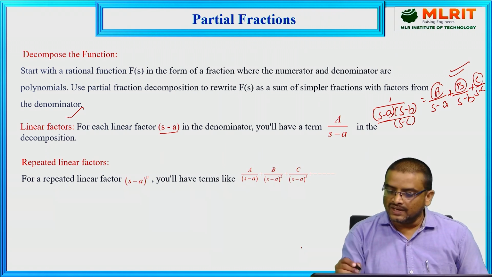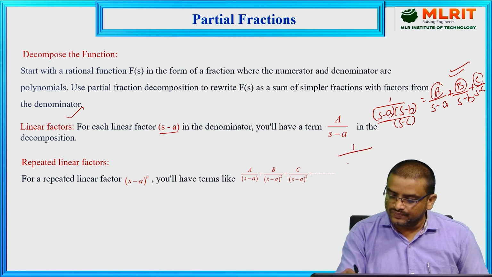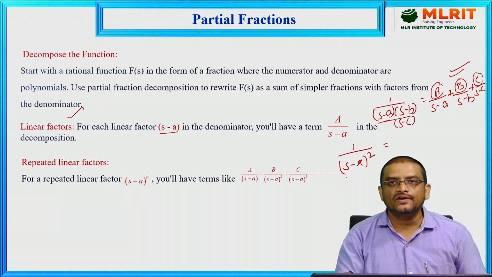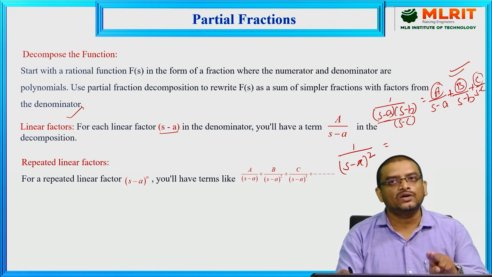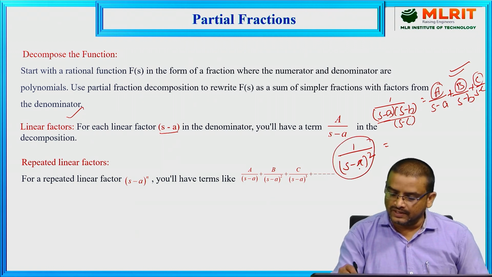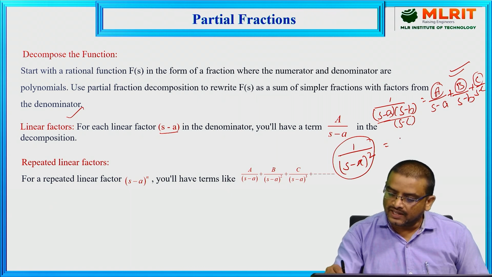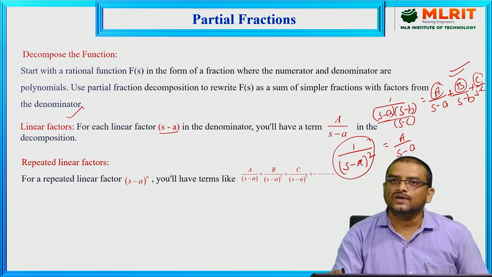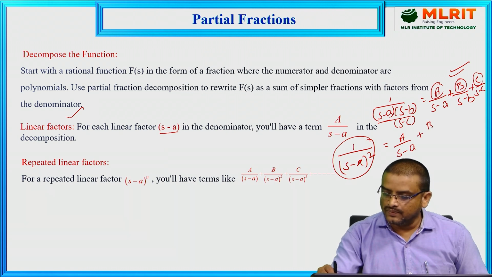Suppose the linear factors are repeated, for example, s minus a whole square. Now if you want to split this, s minus a is a linear factor, and since the power for that s minus a is 2, that means it is repeated twice. So whenever we are having repeated linear factors, then if you want to convert this into partial fractions, we can take this as a standard form, A by s minus a first, and next B by s minus a whole square.